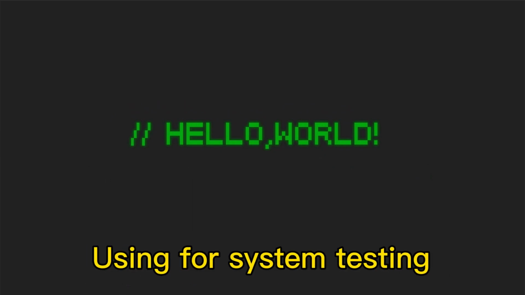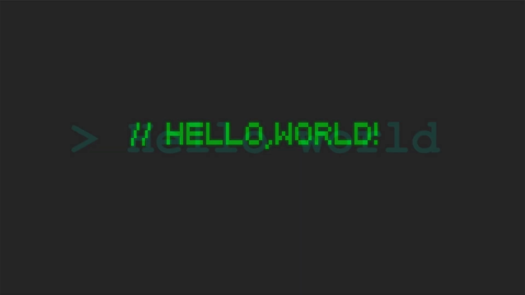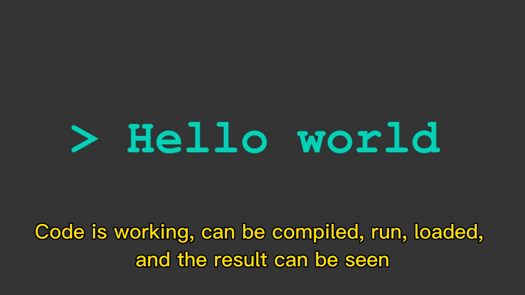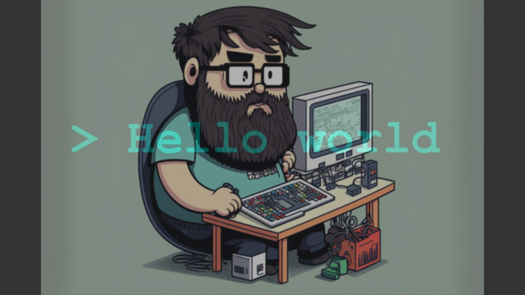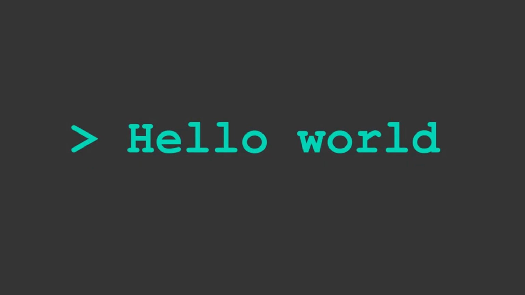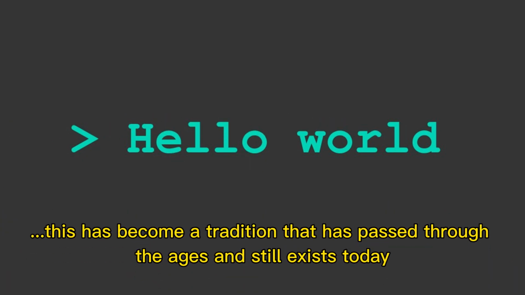Traditionally, developers use this very phrase for system testing. So, if a programmer or student sees these two words on the monitor, it means that his code is working, can be compiled, run, loaded, and the result can be seen. All programmers, at this moment, feel a rush of adrenaline, realizing that they have successfully started communicating with the computer. In other words, this test marks the beginning of the program. Over the past few decades, this has become a tradition that has passed through the ages and still exists today.